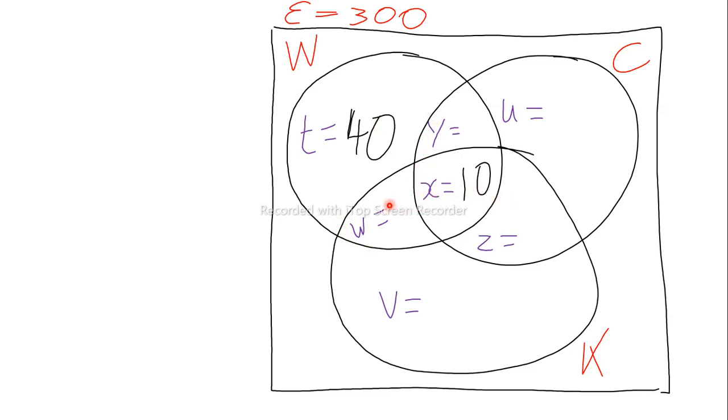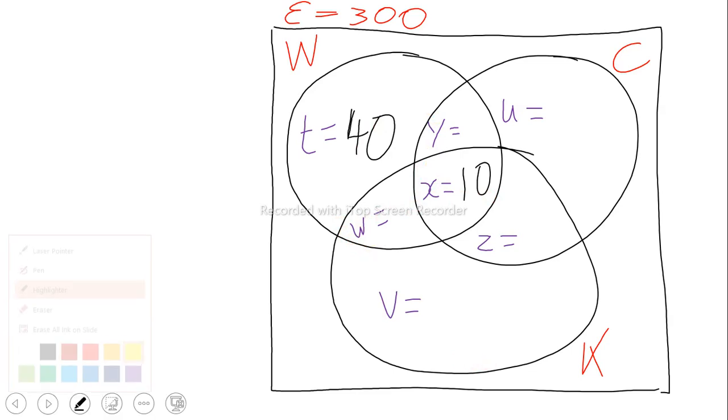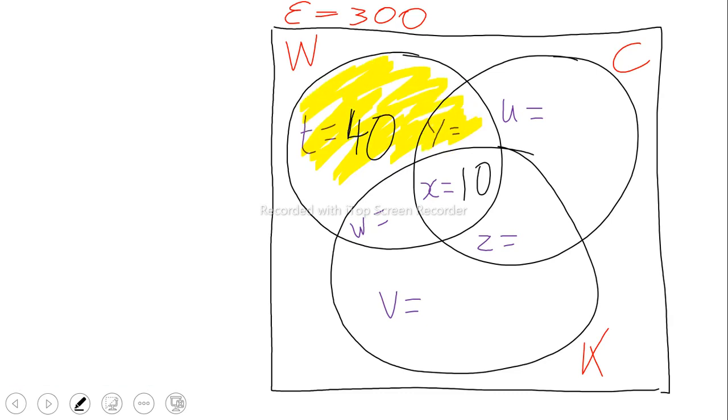So we need to move this out. So that means, think about it, the part that they're telling us is T and Y. This would be the people who read War and Peace, but not the brothers. So that'll be 30. Think about it. Y is equal to 30? Yes, Y is equal to 30.